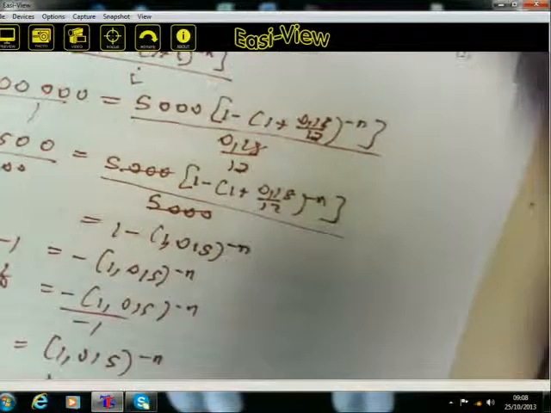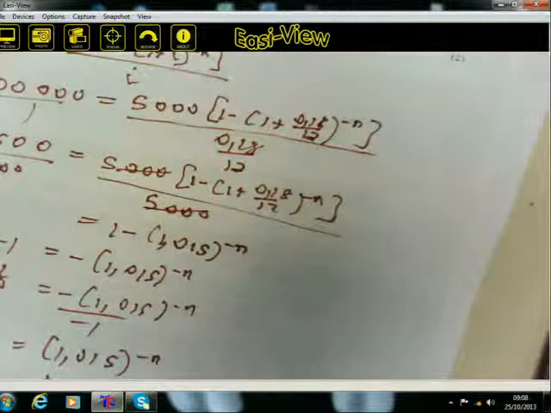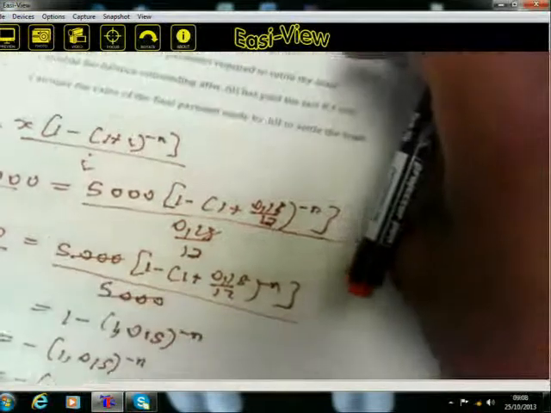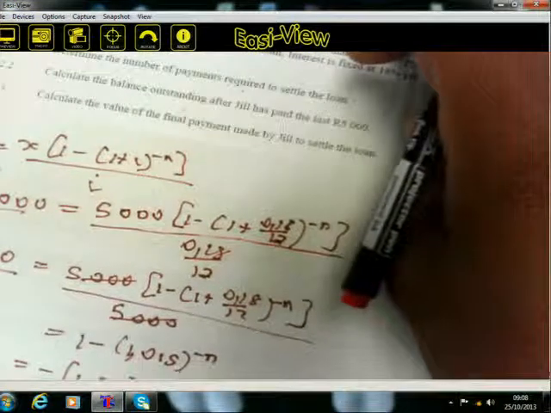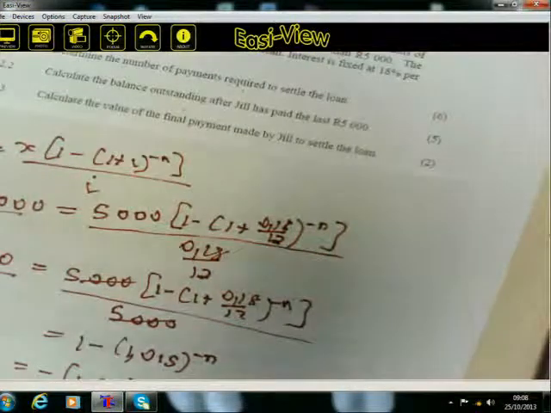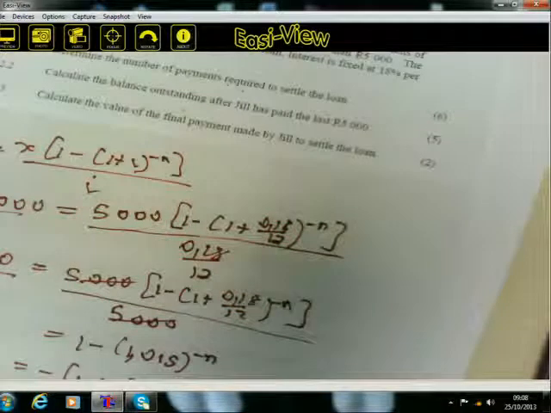Right. 8.2.3 is a 2 marks question. Calculate the value of the final payment made by you to settle the loan. It's a very interesting question for 2 marks. Yeah, 2 minutes will do. Right, quickly, calculate the value of the final payment made by you to settle the loan. Thank you. 2 minutes. Then we'll be back to discuss the question.